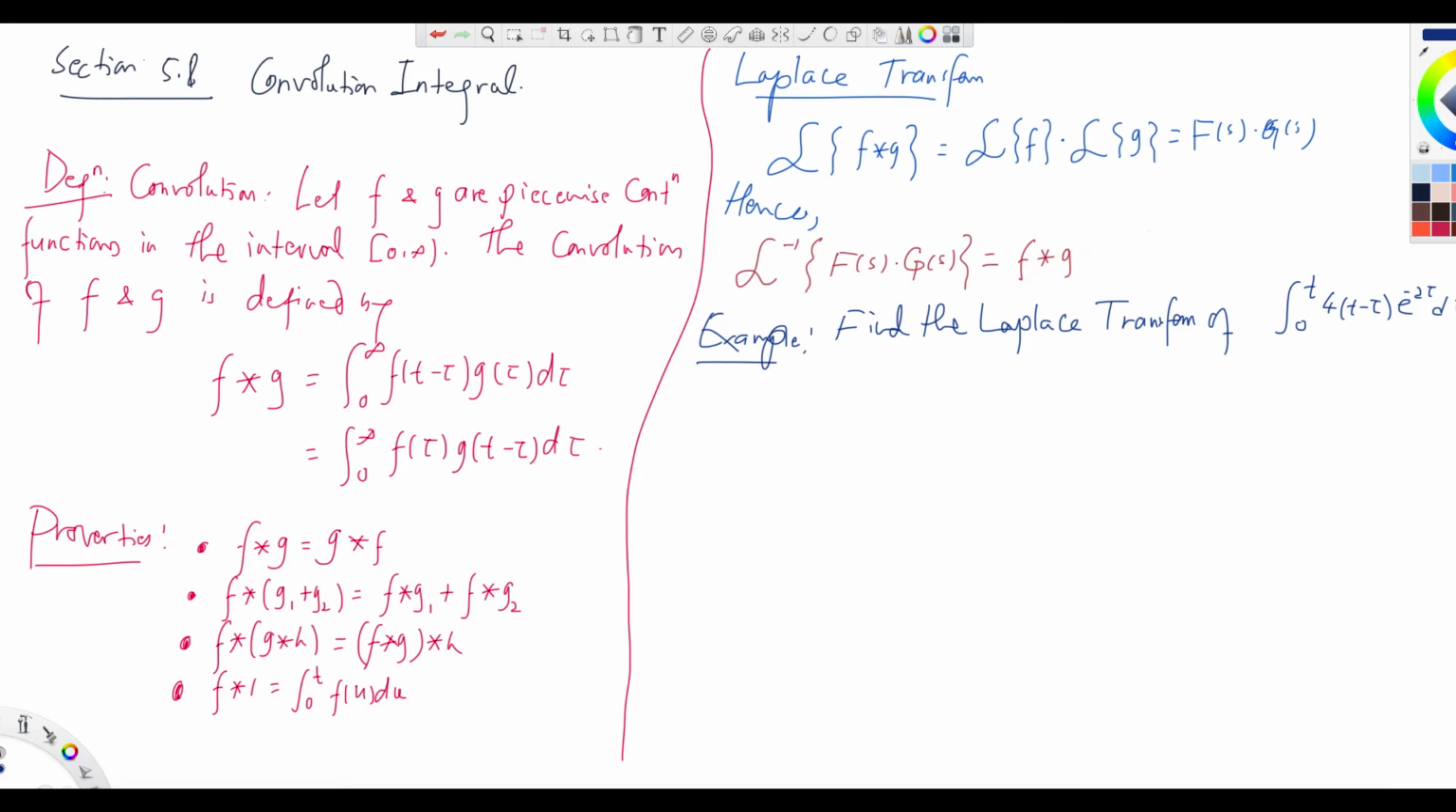In this video, I'm going to talk about the convolution integral. I'll give you a very short discussion. So why do we need convolution?